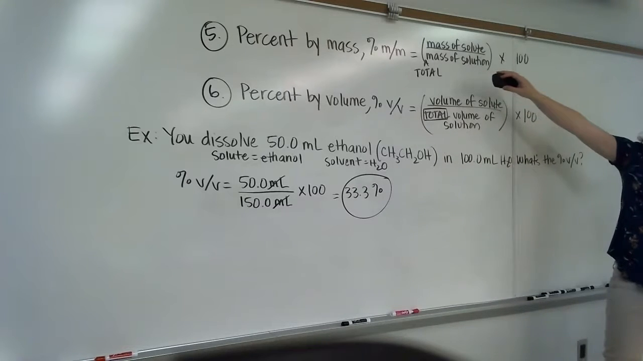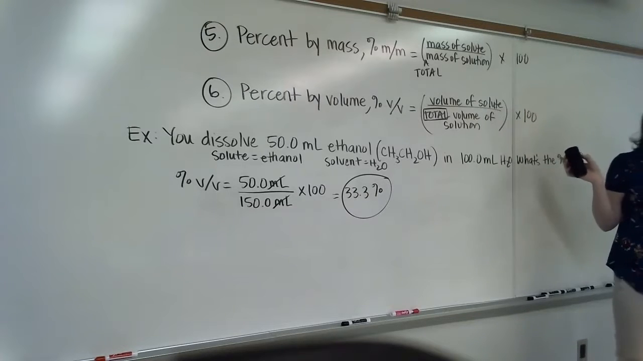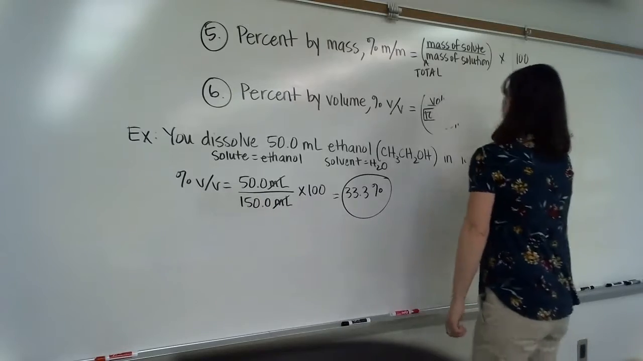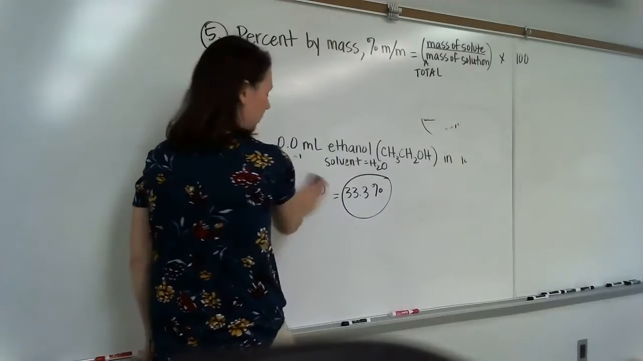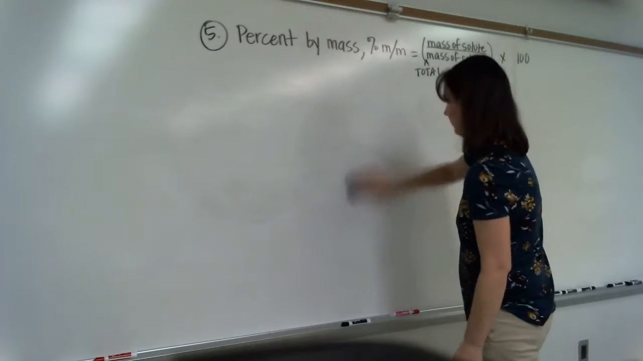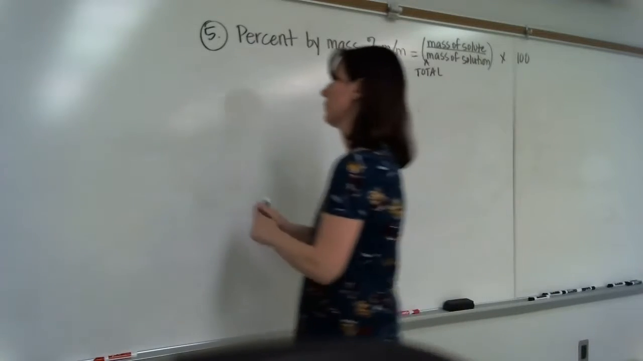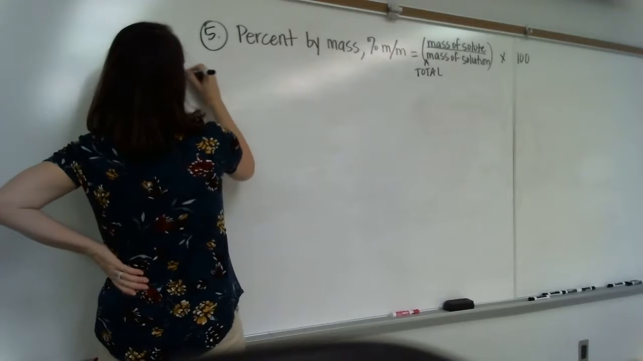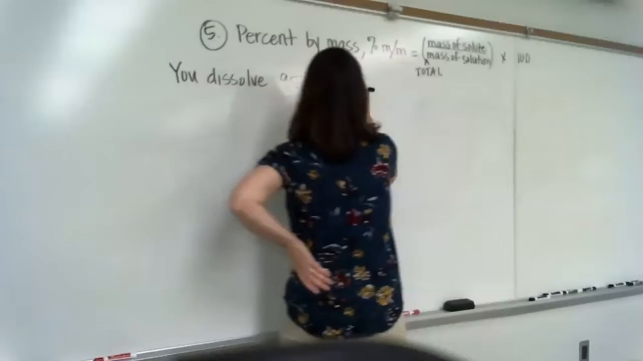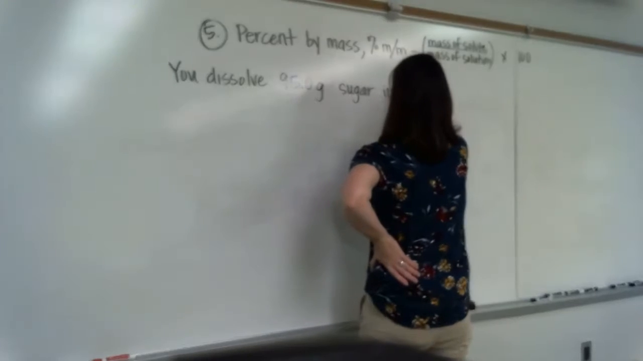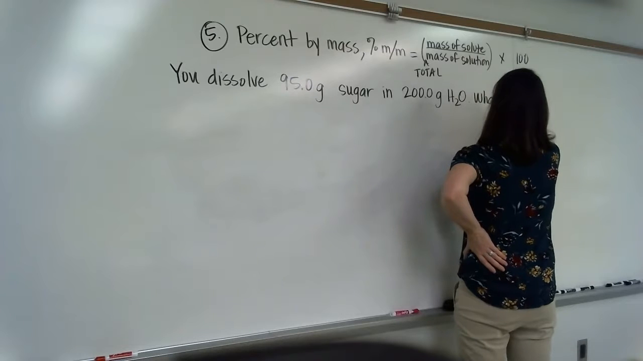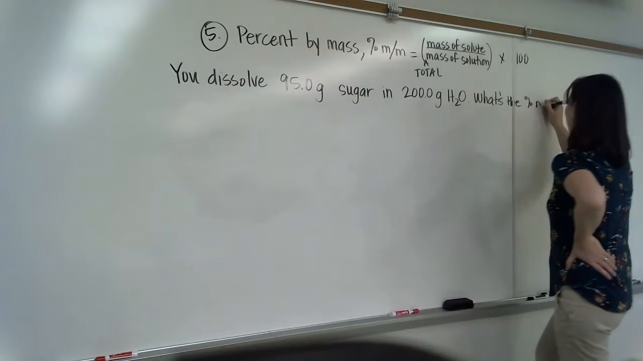Let's do one involving percent by mass, since I've got the formula still up on the board. Is everyone okay if I erase this one? Okay. So let's do this one. All right, let's do one involving percent by mass. You dissolve 95 grams sugar in 200 grams water. What's the percent by mass?